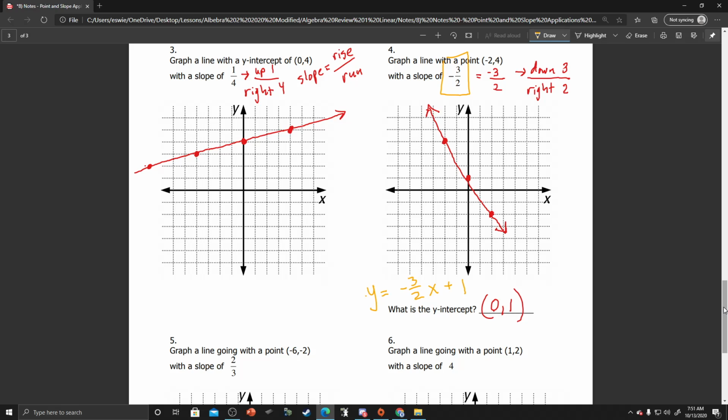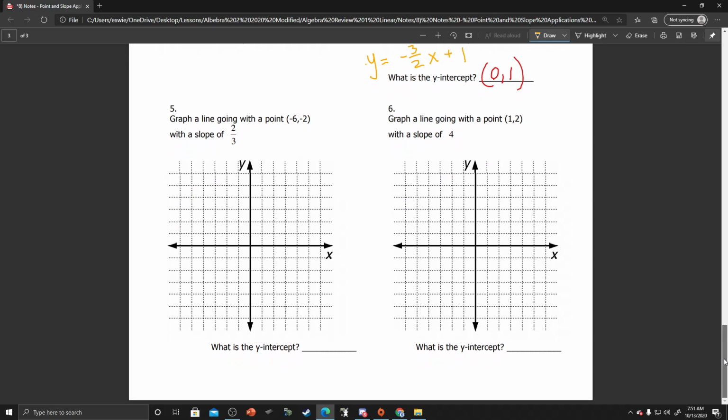So why don't you guys try numbers 5 and 6, pause the video, and I will see you guys in the next one.